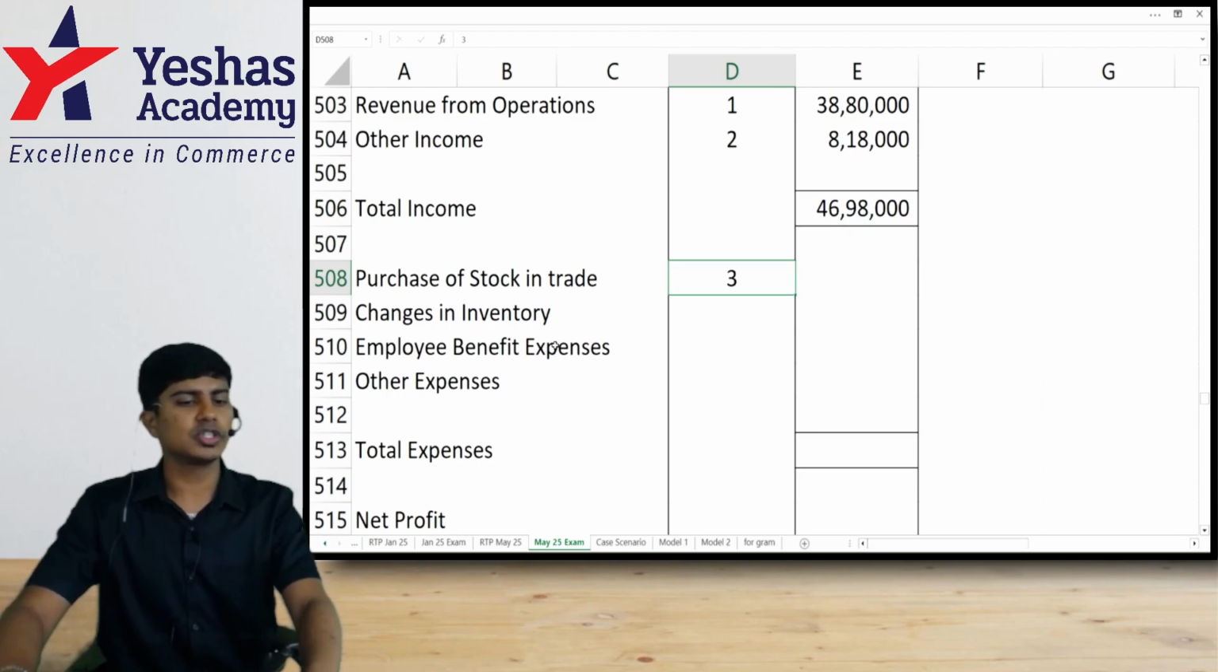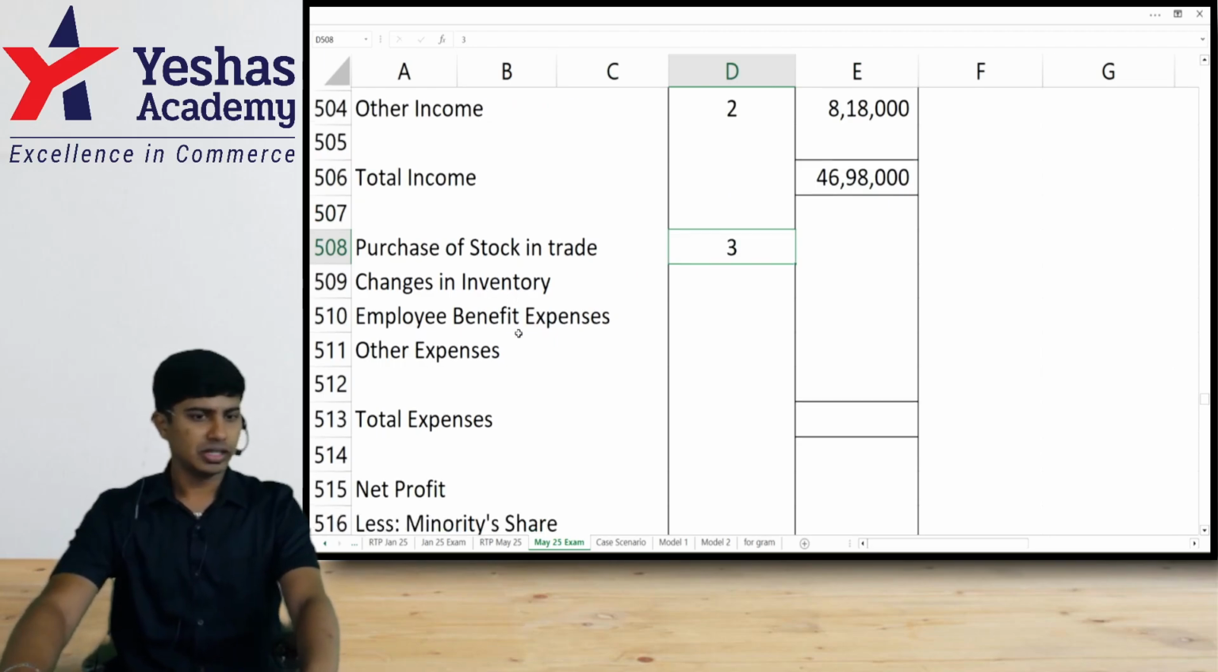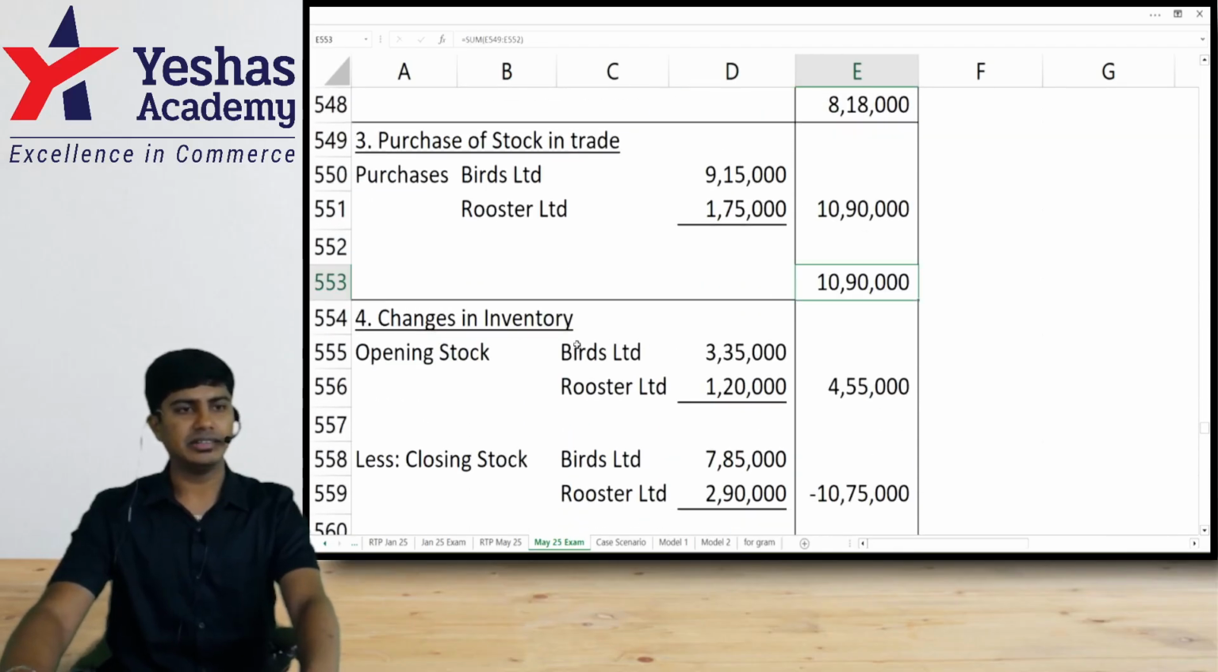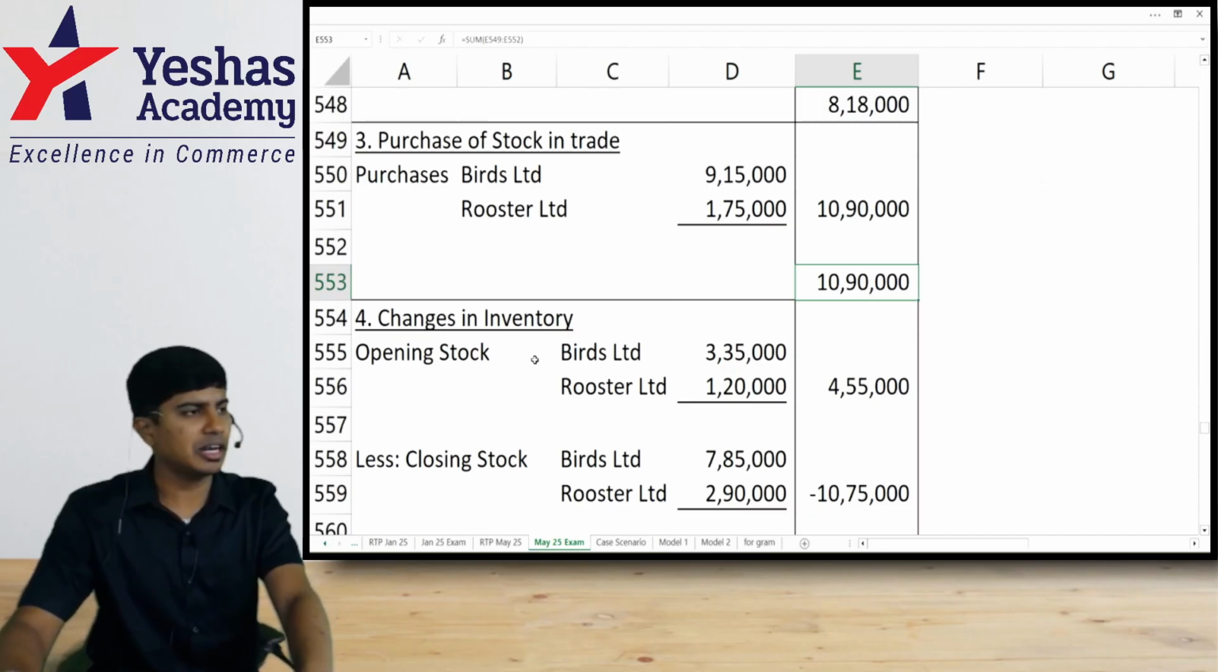Let's see expenses to begin with purchase of stock in trade. Come to note number 3, purchase of stock in trade. 10 lakh 90. Shall I write 10 lakh 90 to my consolidated PL?